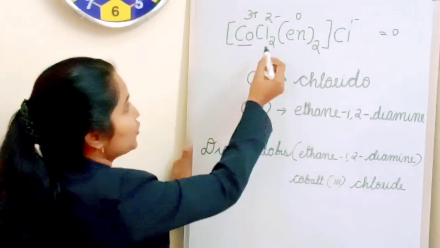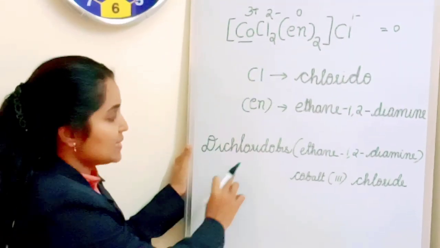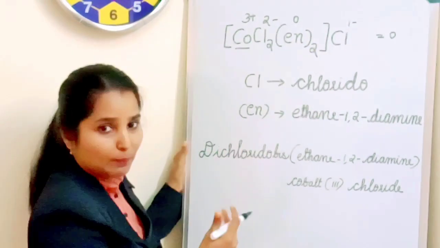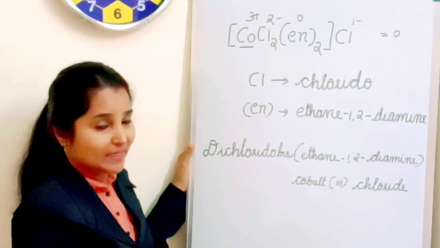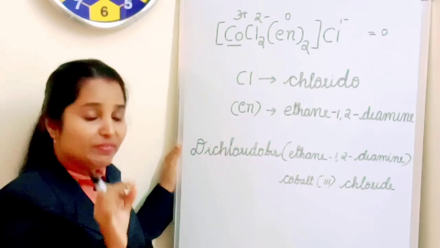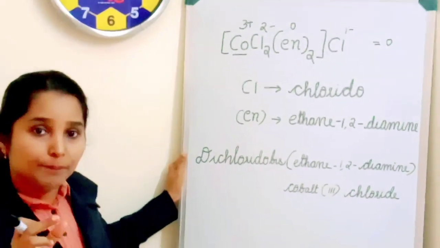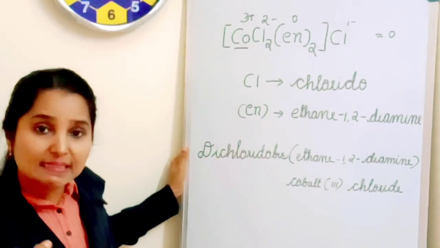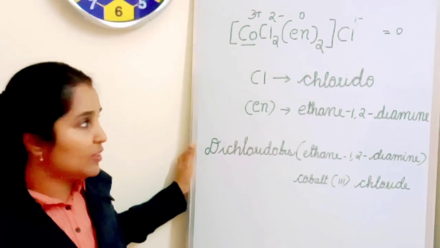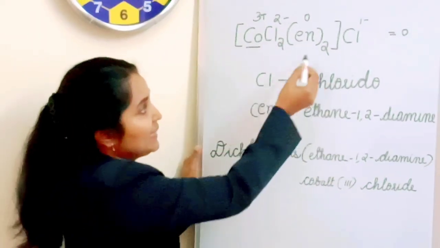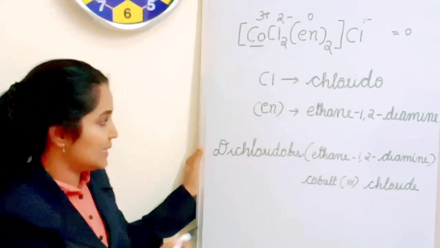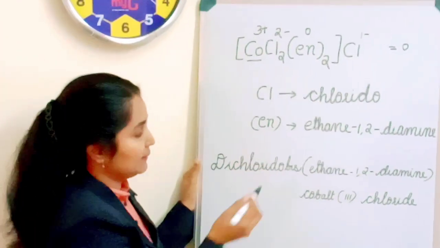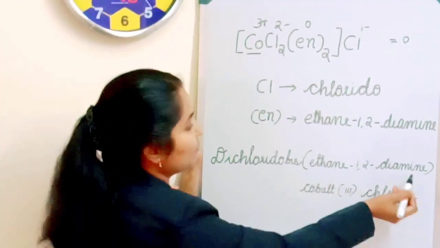Now here 2 chlorines are there, so dichlorido. And then without giving any space, we will write the name of the next ligand according to alphabetical order. When we write a ligand in parentheses, we use the prefixes bis, tris, tetrakis, etc., instead of di, tri, etc. You have already learned this. Here it is 2, so we have to write bis, bis(ethane-1,2-diamine).